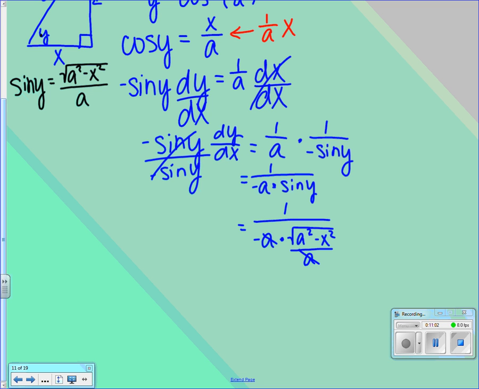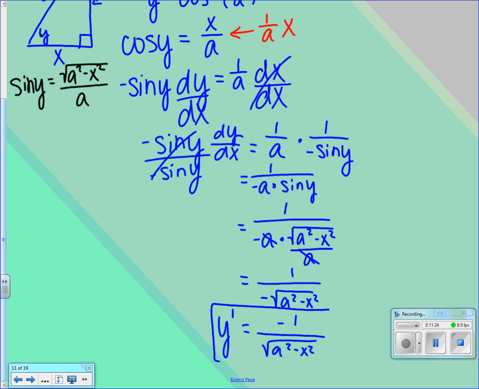And so these two a's cancel, and we have 1 over negative square root of a squared minus x squared, which looks pretty close to what we have written. You can write it like this, negative 1 over the square root of a squared minus x squared. And now your derivative is almost exactly what we had written on the board just a minute ago for that formula. So that would be to find the derivative of an arc cosine.